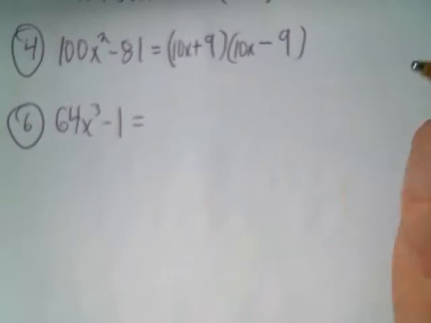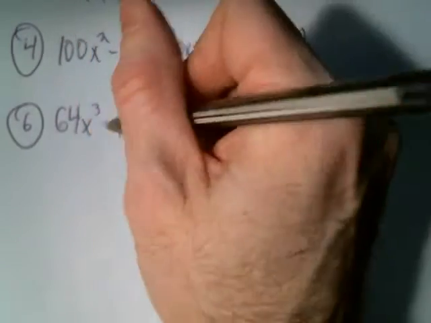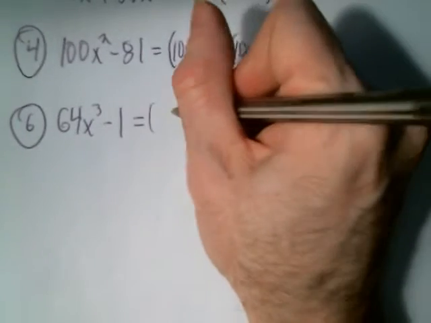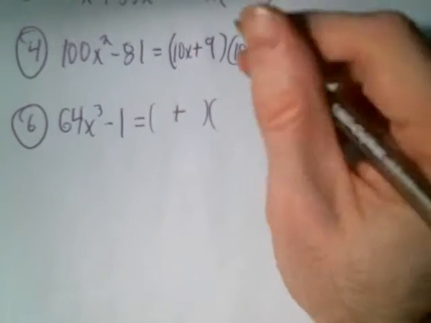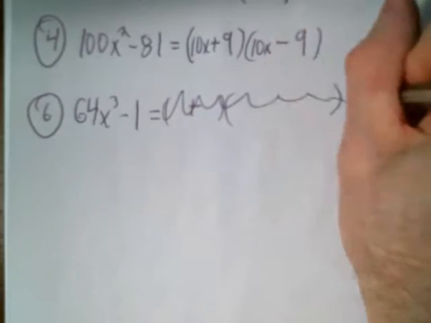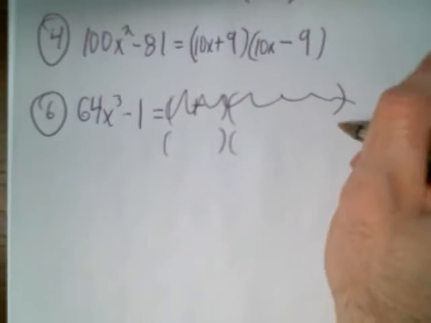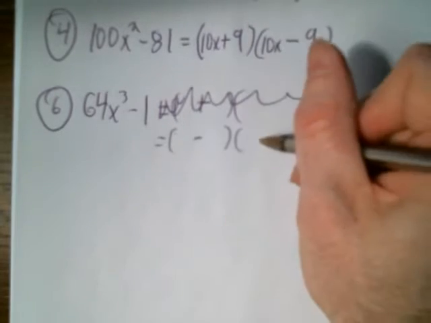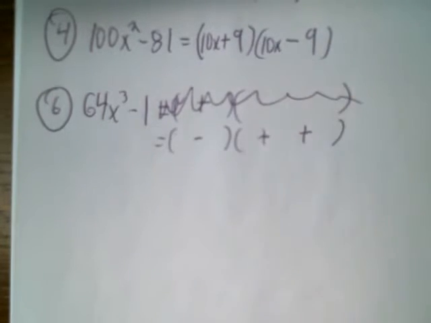This is a difference of cubes. So you may want to set up your parentheses first. It's going to go plus, set up your parentheses first. It's same, opposite, always positive.